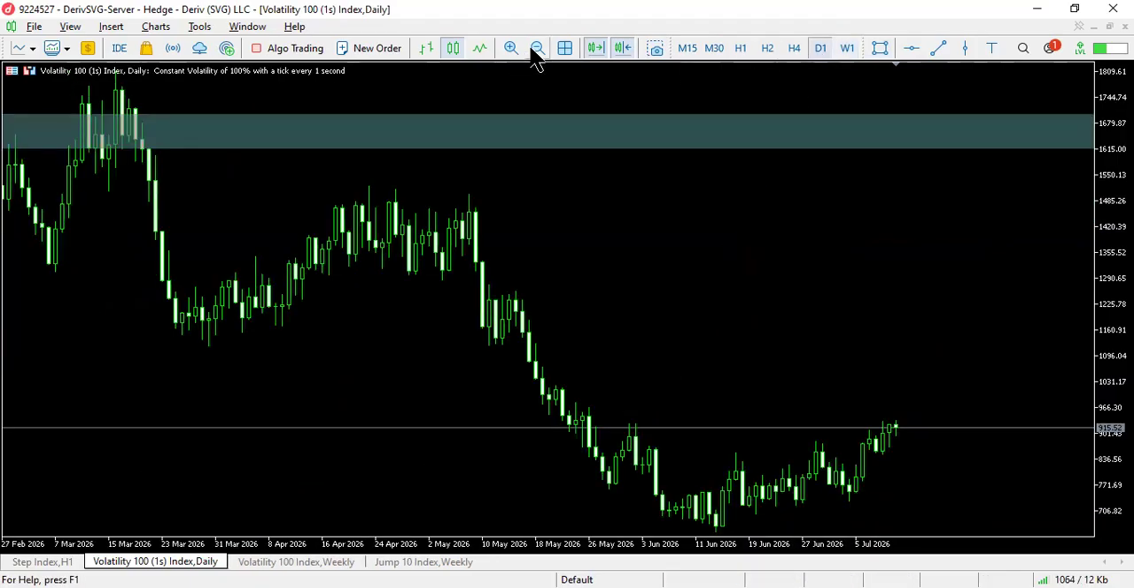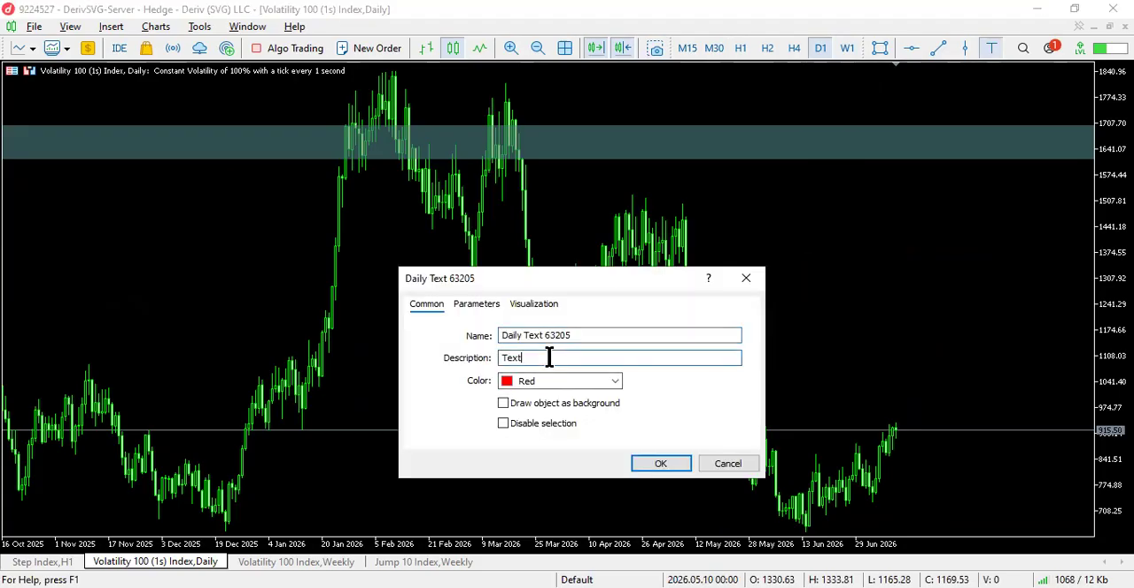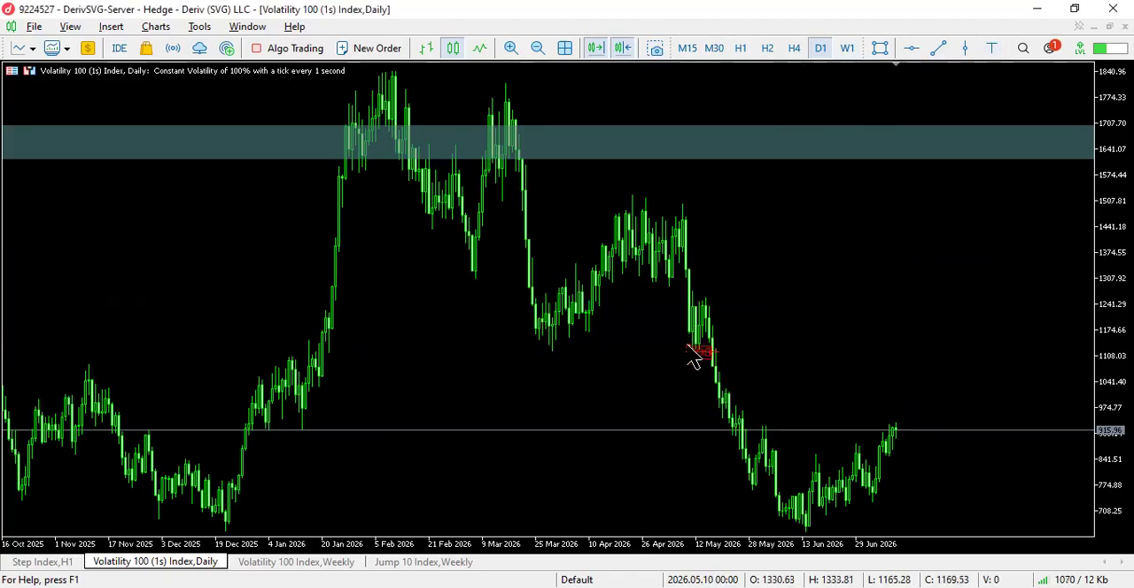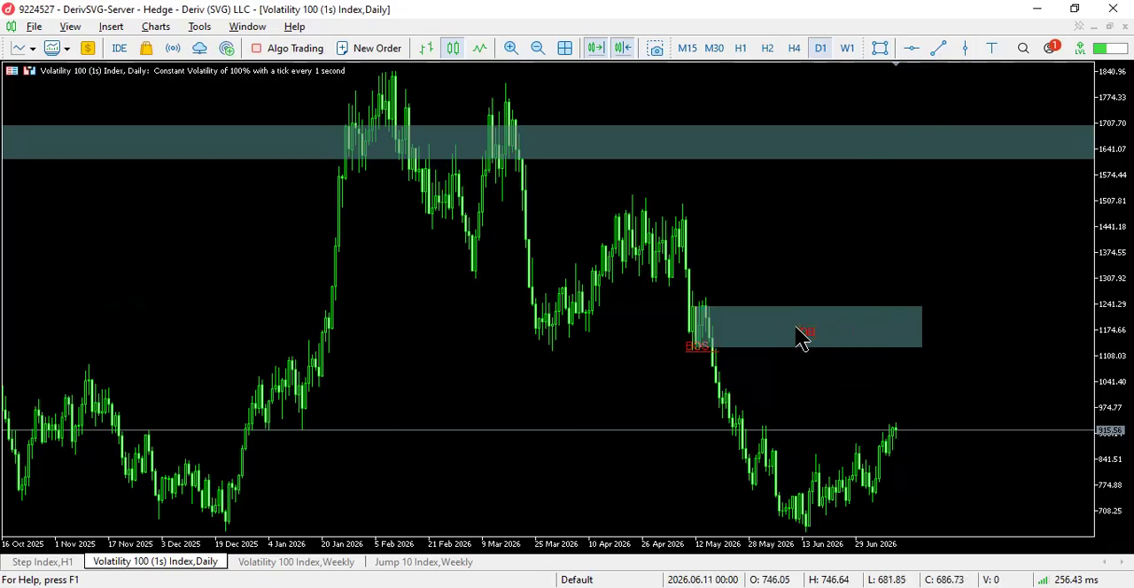Heading over to the daily time frame. From the daily time frame, this is our most recent break of structure. So we have a break of structure, and then the order block which caused the break of structure. From the daily time frame, it is that order block. And then we have our swing low down here.